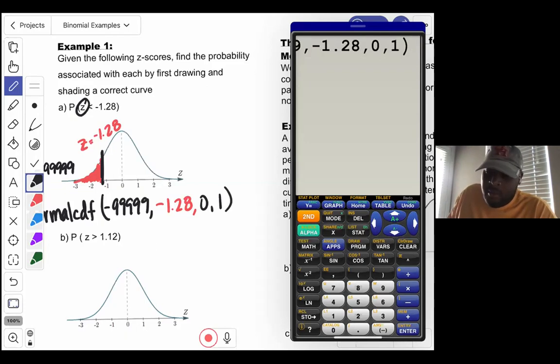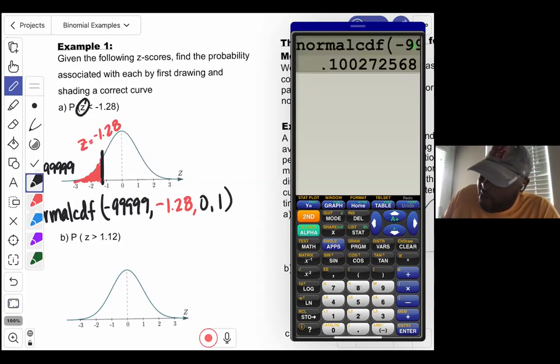And when you type that in, here's the probability of a Z-score being less than -1.28. That's equal to 0.10, so about 10% of the values are less than negative 1.28.